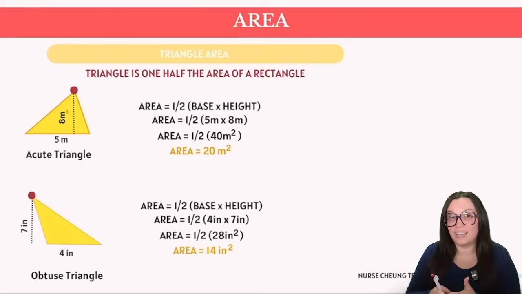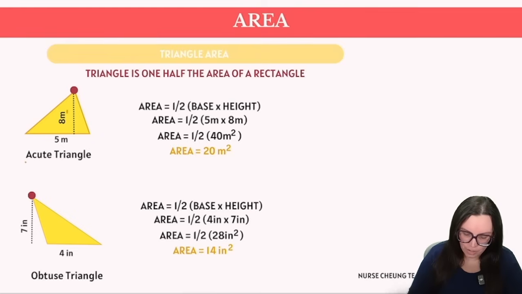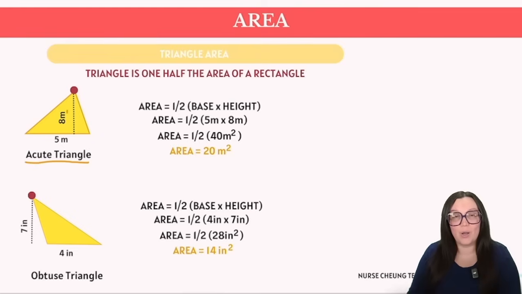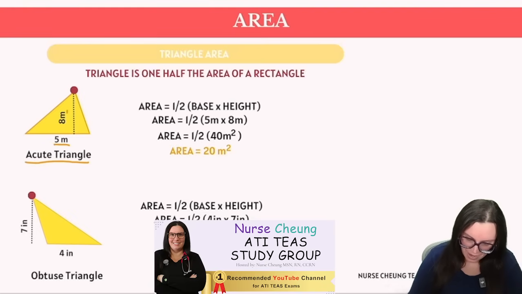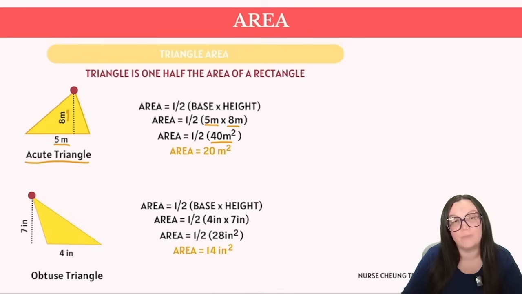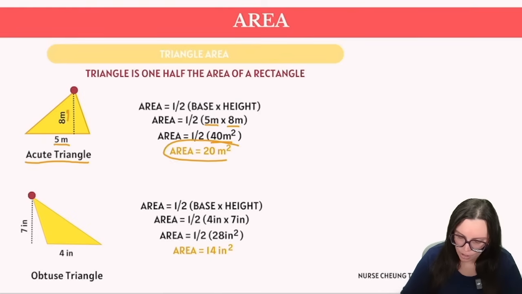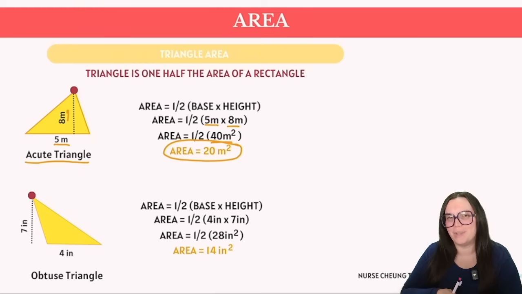Let's take a look at a couple different examples when it comes to triangles. We're going to start off with our acute triangle. As we know, our acute triangle formula is going to be 1/2 times our base times our height, because any triangle is basically 1/2 of a rectangle. So we have our base equal to 5 meters and our height equal to 8 meters. We're just going to go ahead and plug and play. 5 times 8 is going to be equal to 40 meters squared, of course, because we're dealing with area. And then we are just going to divide that overall number by 2. So the area of our acute triangle is going to be 20 meters squared.